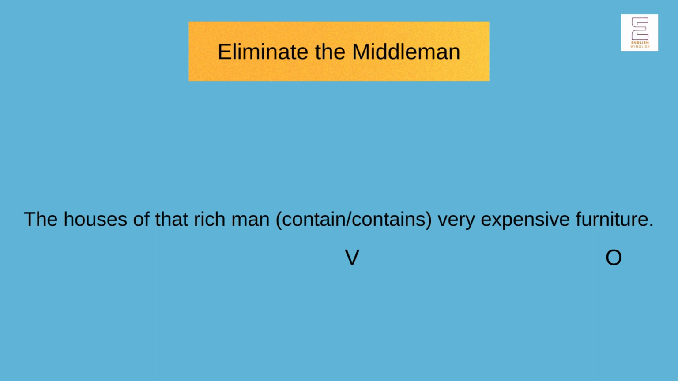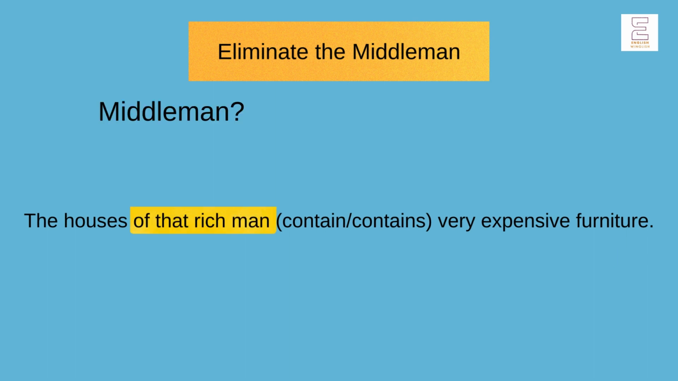So what is the rule? We have to find out first of all the middleman. What is the middleman? The middleman is of that rich man. The houses of that rich man contain or contains very expensive furniture. And why is of that rich man the middleman?